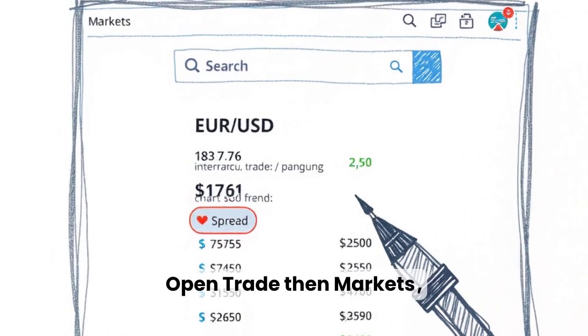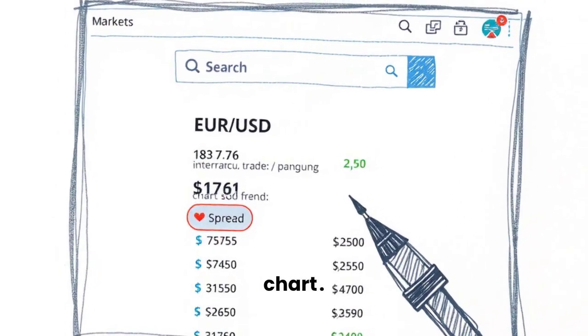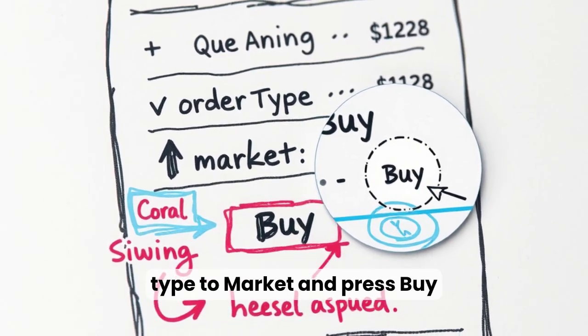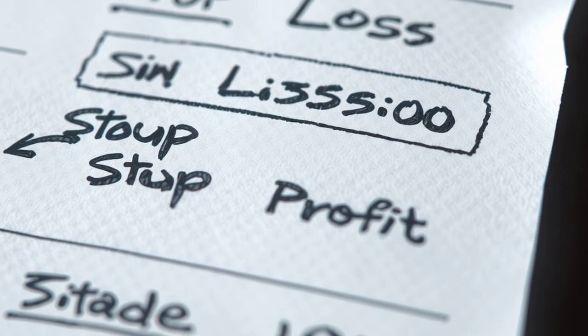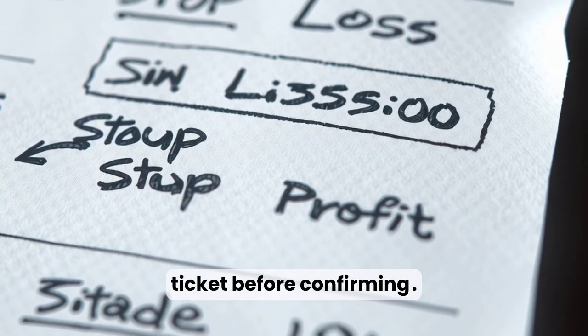Open Trade, then Markets, search Euro/USD, and select the pair to load its chart. Enter trade size, set order type to market, and press Buy or Sell to place the order. Always add stop loss and take profit levels on the order ticket before confirming.